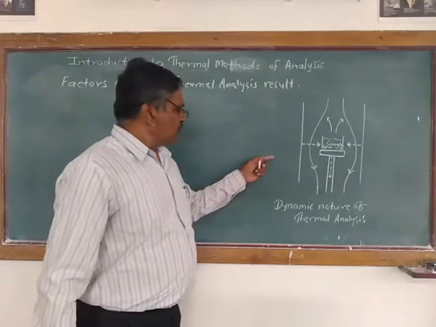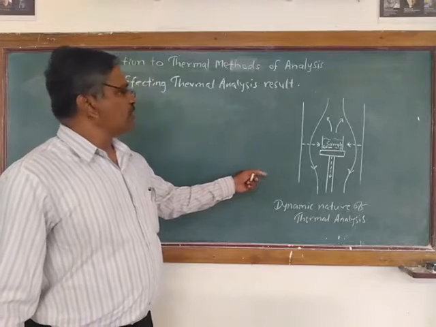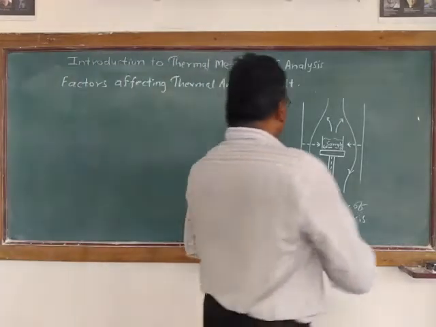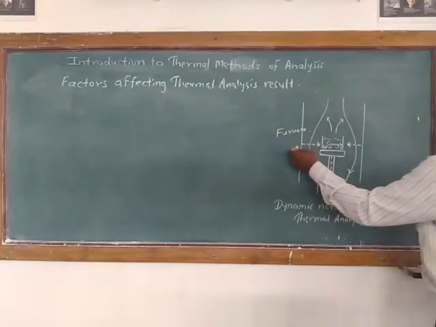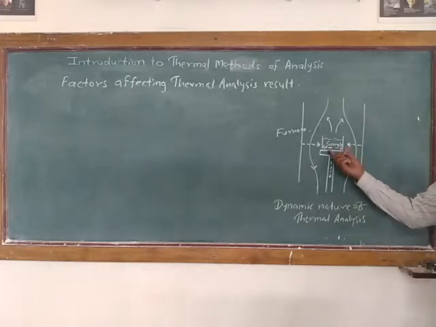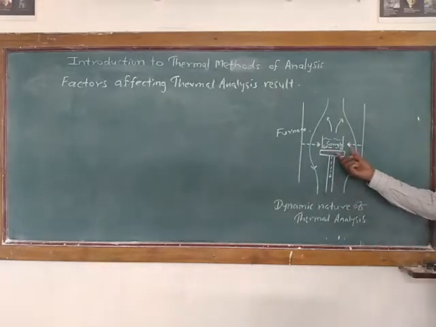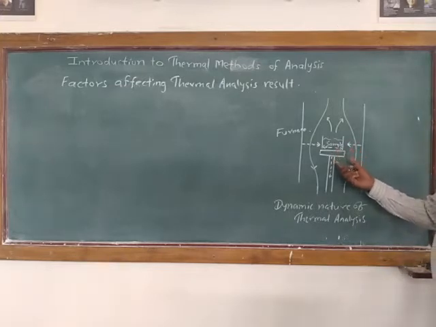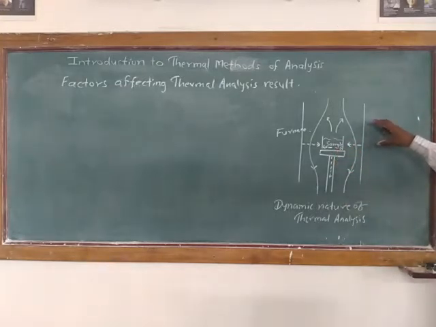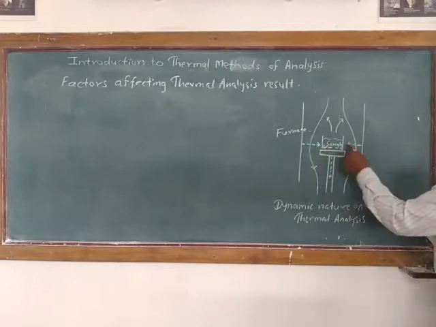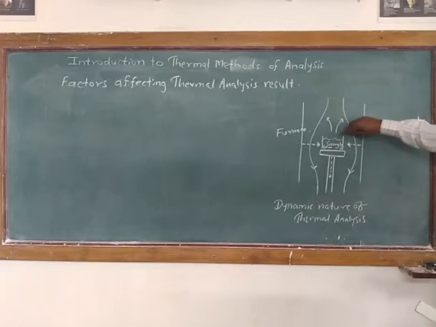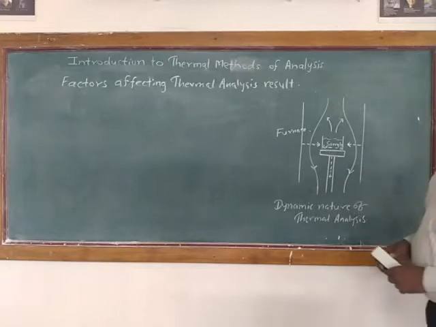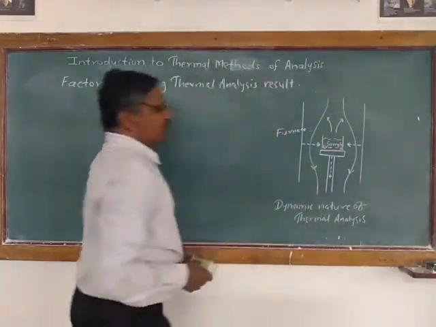In this diagram, we show the dynamic nature of the thermal analysis method. Here, the furnace is there, and in that furnace we have kept the sample for heating, and the sample will be characterized by thermal methods of analysis. When you heat the sample, the dotted line shows the transfer of heat, while the dashed line shows the evolution of gases. So this is the dynamic nature of the thermal analysis process.